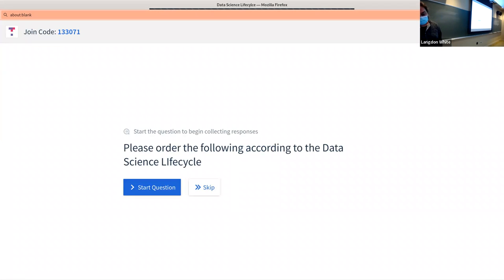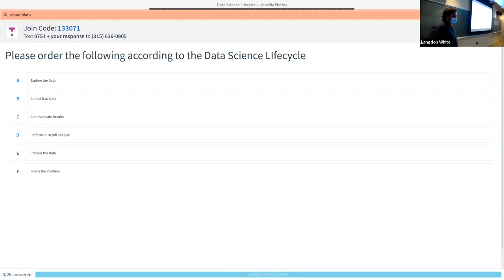All right, so the first one, and what I'm trying to do is cover highlights from all the lectures so far. The first one is: put these in the correct order of following the data science lifecycle. We talked about this in the very first lecture.